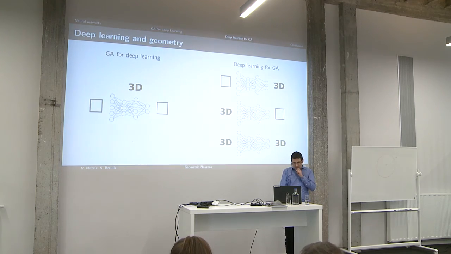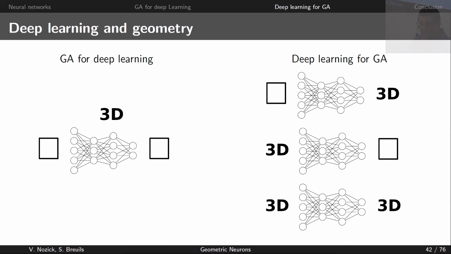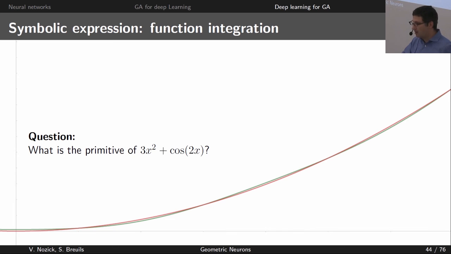I move on to the second part, and the second part is, can we use deep learning for GA? Here I found nothing in the early work. So what I want to suggest is to divide this topic into two parts: geometry in one part and mathematics in the other. I will start with the math part. And here I'd like to ask the question, what's the primitive of 3x squared plus cosine 2x?